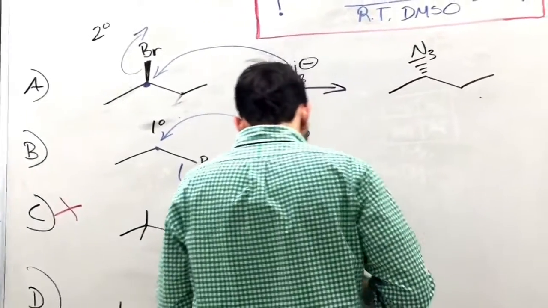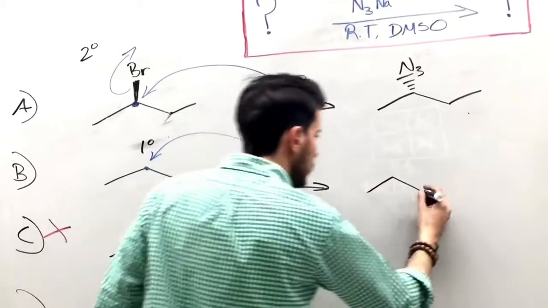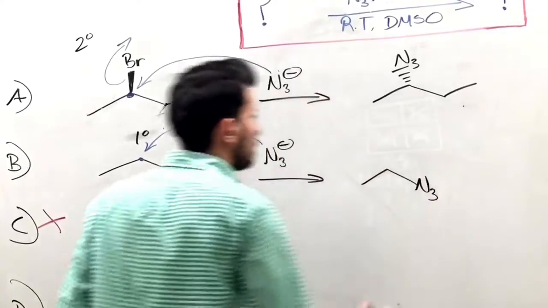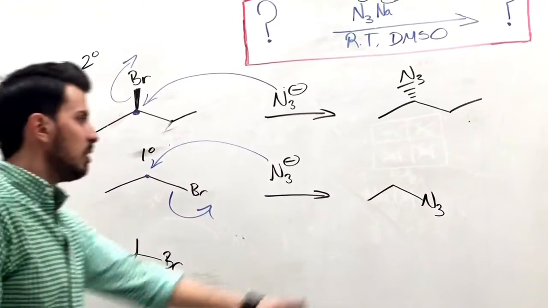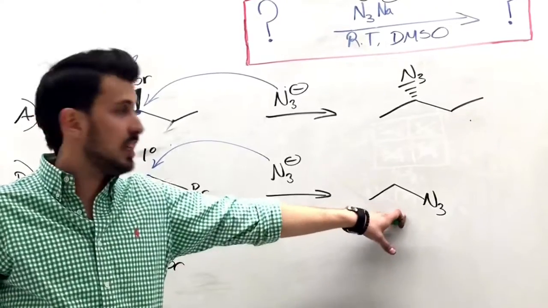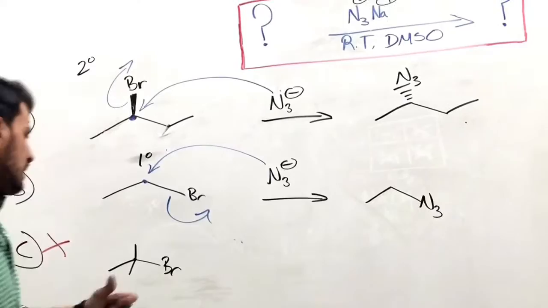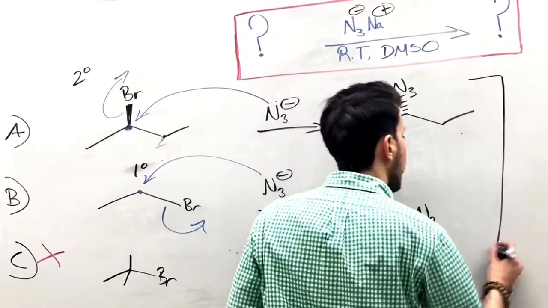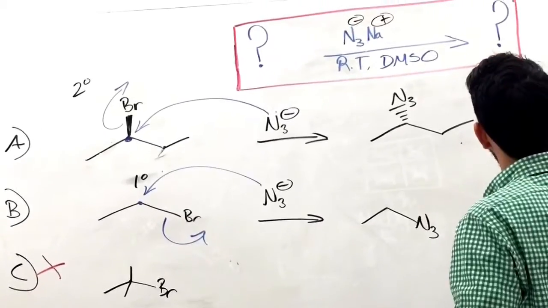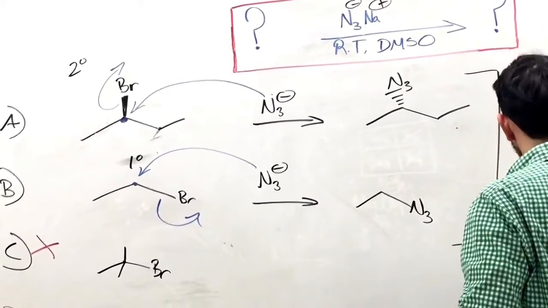So the end result here is just substitute that bromine for this N3. And again, in this case, you don't worry about wedged or dashed because I don't have a chiral center. Now, one thing that's important to note is anytime that you have an Sn2 reaction, you're going to have a Walden inversion.